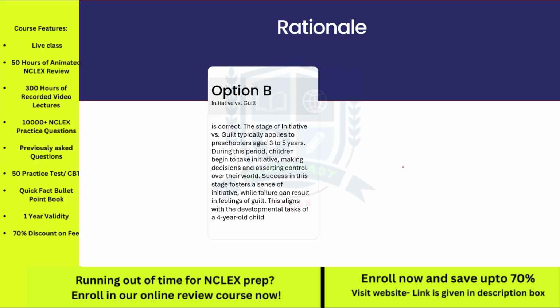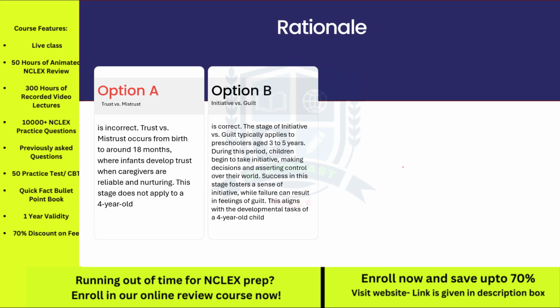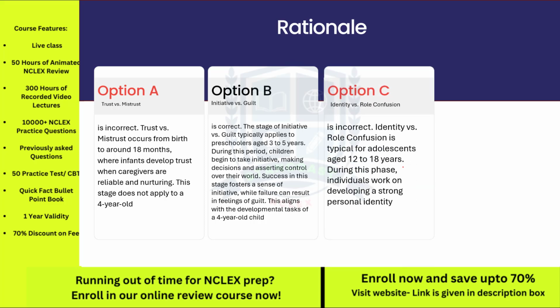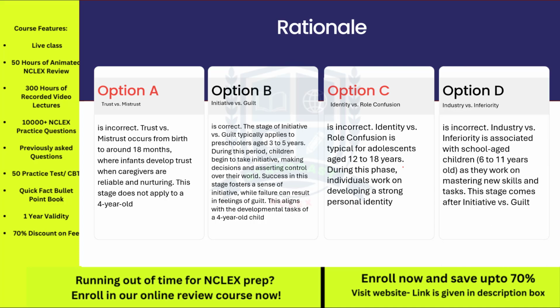A is incorrect. Trust versus mistrust occurs from birth to around 18 months, where infants develop trust when caregivers are reliable and nurturing. This stage does not apply to a 4-year-old. C is incorrect. Identity versus role confusion is typical for adolescents aged 12 to 18 years. During this phase, individuals work on developing a strong personal identity. D is incorrect. Industry versus inferiority is associated with school-age children, 6 to 11 years old, as they work on mastering new skills and tasks. This stage comes after initiative versus guilt.